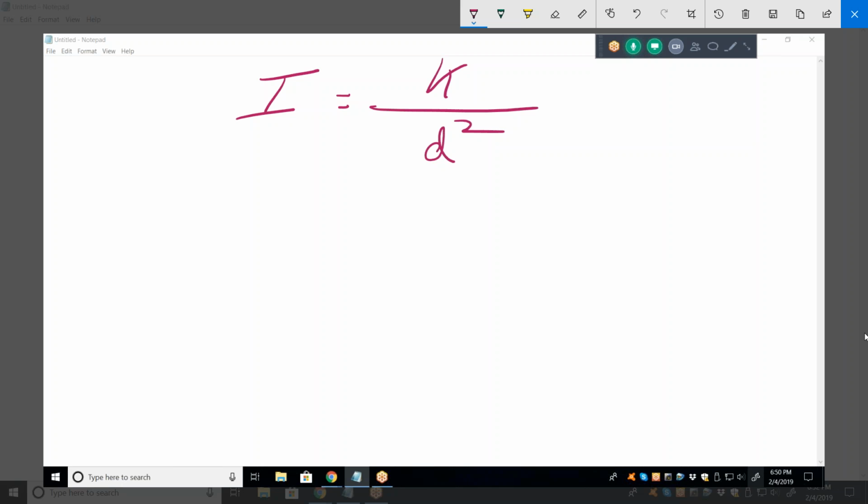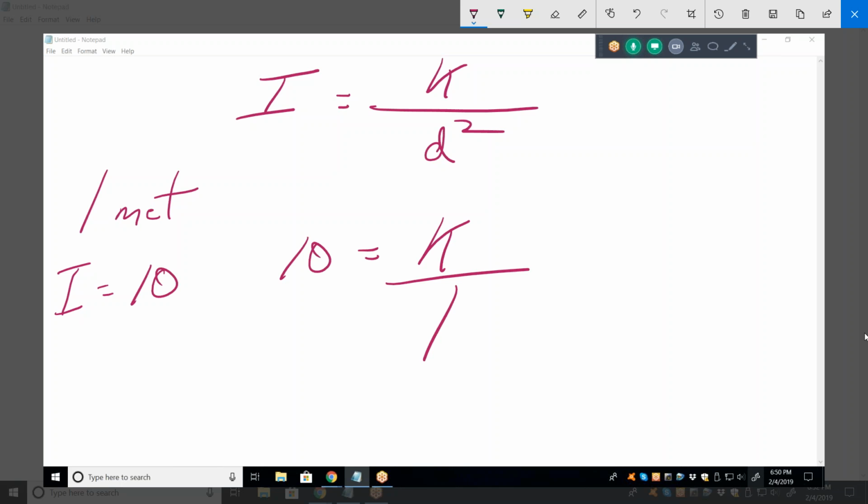Okay. At a distance of 1 meter from the stage, the intensity of the sound at a rock concert is about 10 watts per square meter. All right, that's all we need. So they're telling us that 10 is equal to K over 1, right? Yeah. Distance is 1 meter. The luminosity is 10. Well, that lets us solve for K. What's K? Solve that for K.